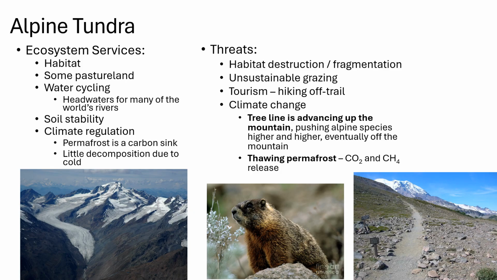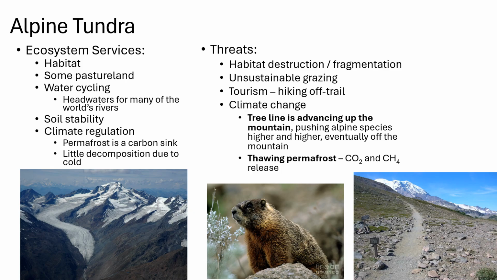Water cycling is huge. The alpine tundra and surrounding lowlands of the mountains are the headwaters for many of the world's rivers, including the world's major rivers. It includes water storage in glaciers, and as those glaciers melt, sea level is rising. Climate regulation, again, the permafrost is a large carbon sink. There's a lot of organic matter from those dead plants that is frozen into the soil.